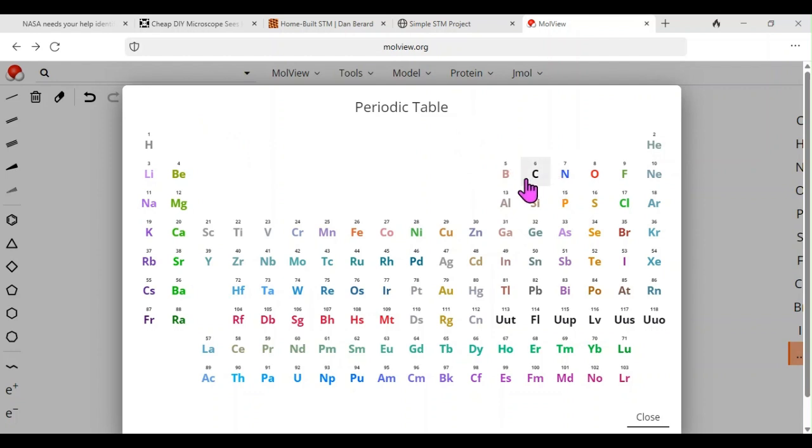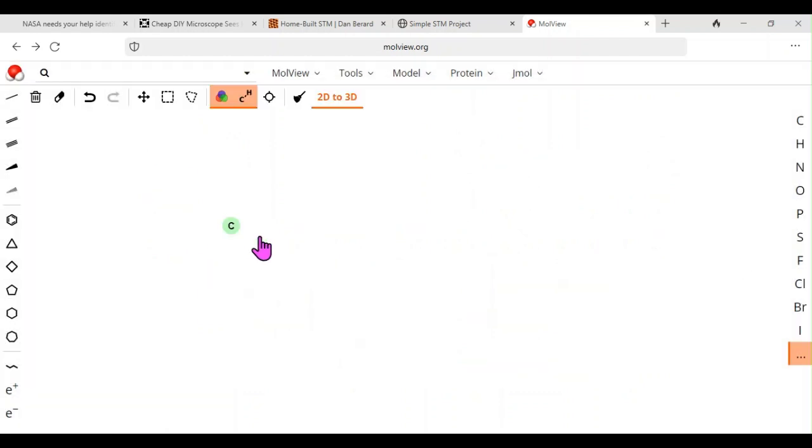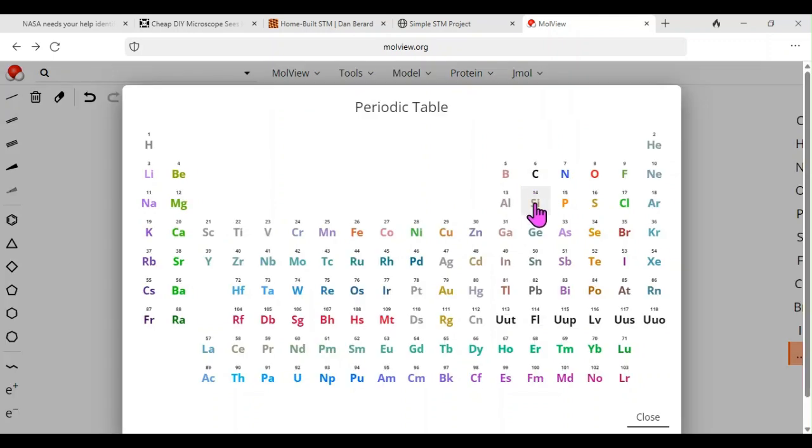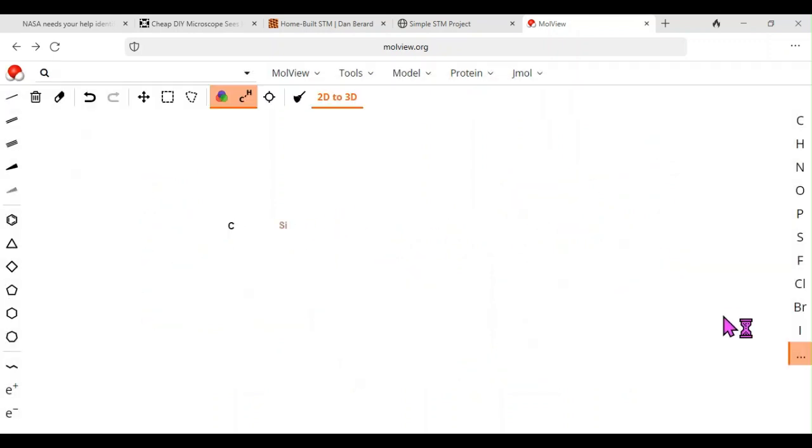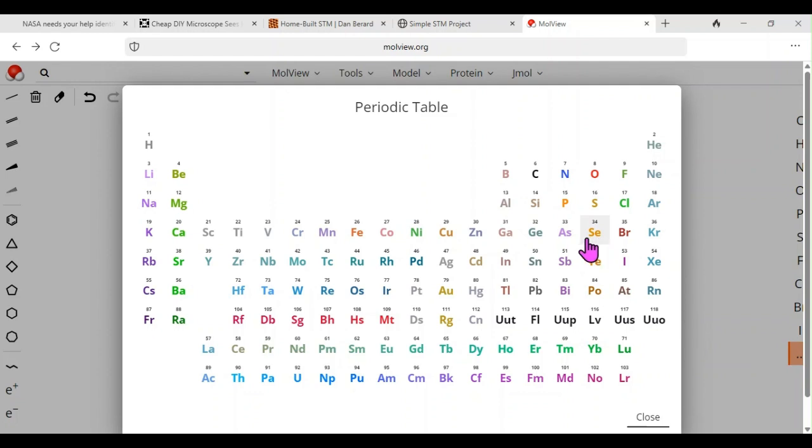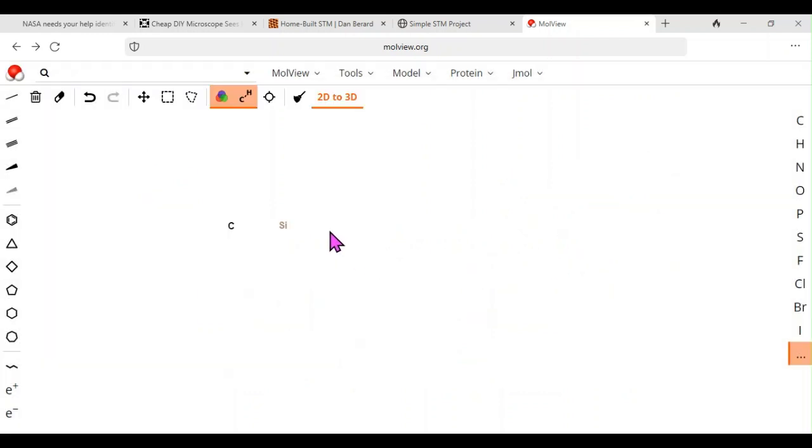Let's imagine the atom carbon and silicon and selenium and iodine and argon. Now, each of these atoms behave in different ways.